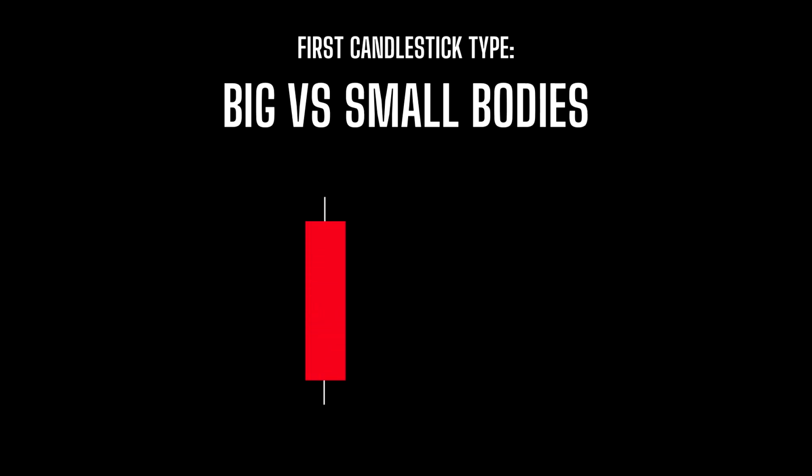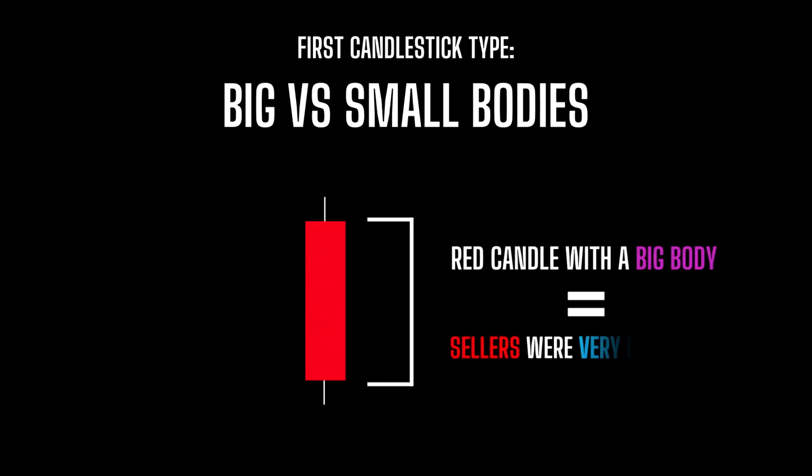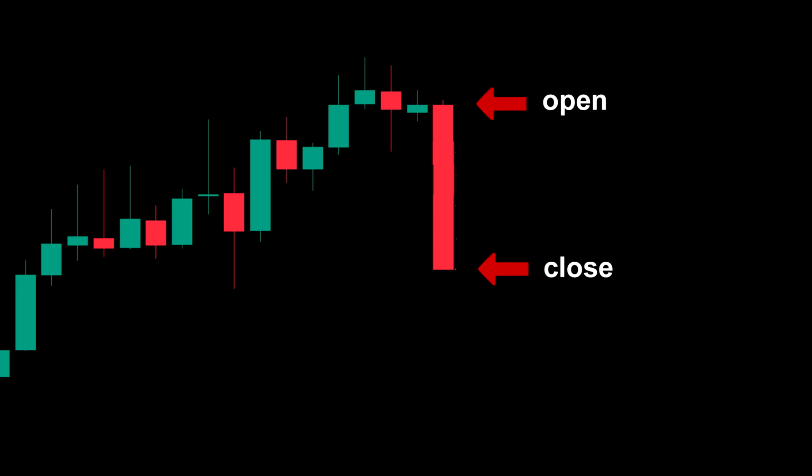Similarly, a red candle with a big body shows that sellers were much more dominant. The price opened at a higher level, but since the sellers were stronger, they managed to push it down significantly with little resistance, moving the price sharply downwards before the candle closes.